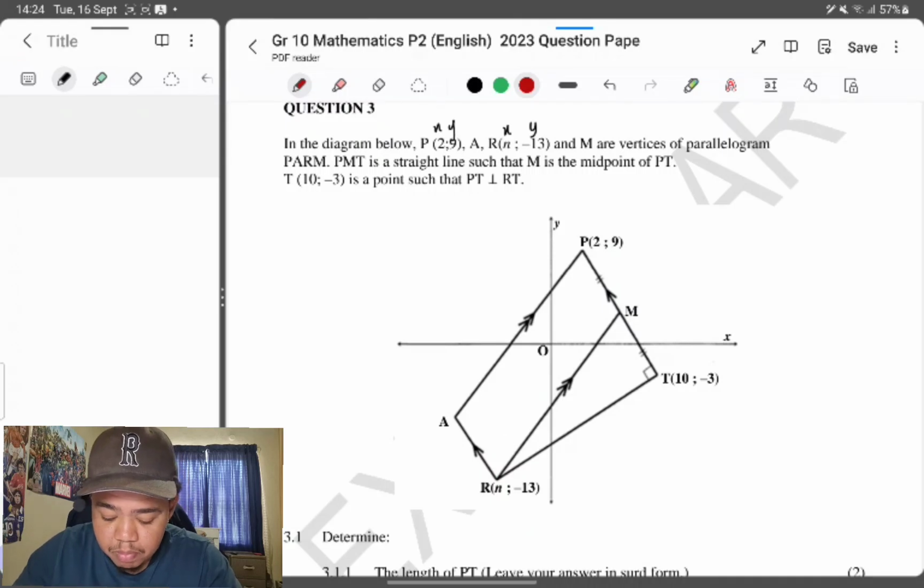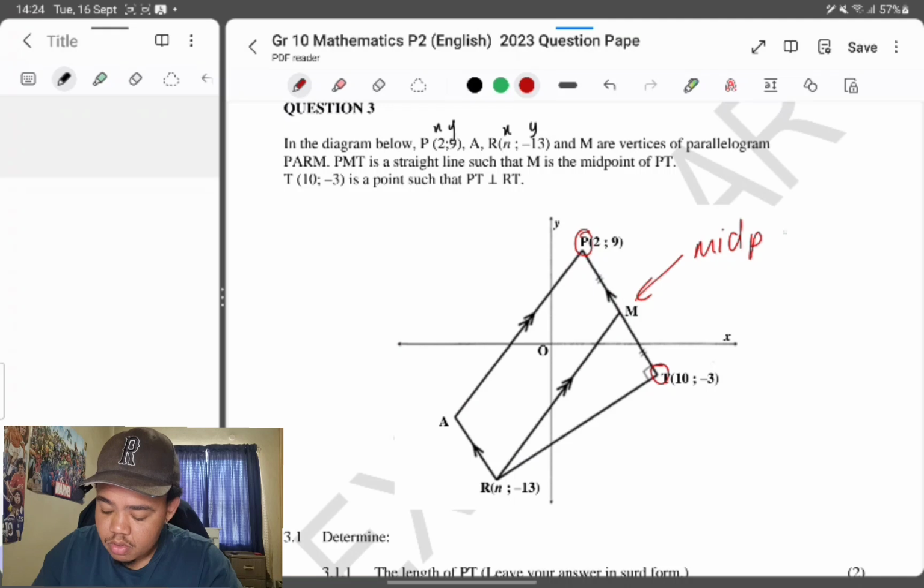Let's continue. So PARM, which is now your parallelogram that you have. Next, PMT. So that line is a straight line. That M is the midpoint. So this here will be the midpoint. Cool, we know that now.